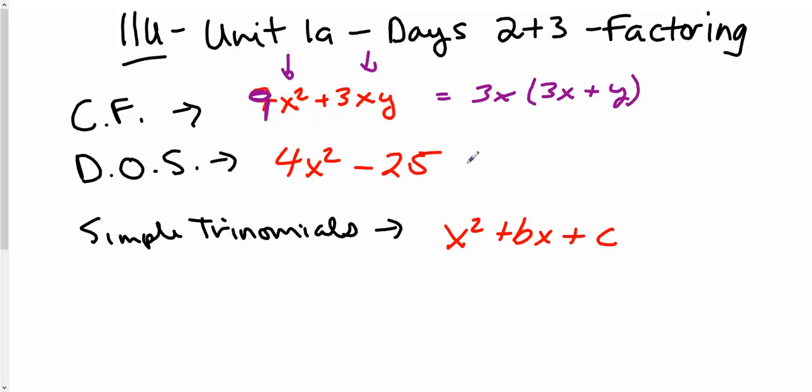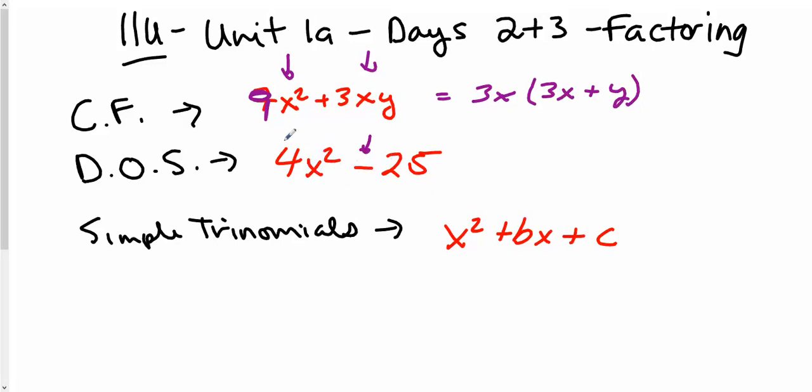Okay, difference of squares. What you're looking for are two terms. Each term is a separate perfect square, and they are separated by a subtract sign or a negative sign. So if I have two terms and there's a negative sign in between them, I will be looking to see if both of the two terms are perfect squares, and if they are, then I can have a difference of squares.